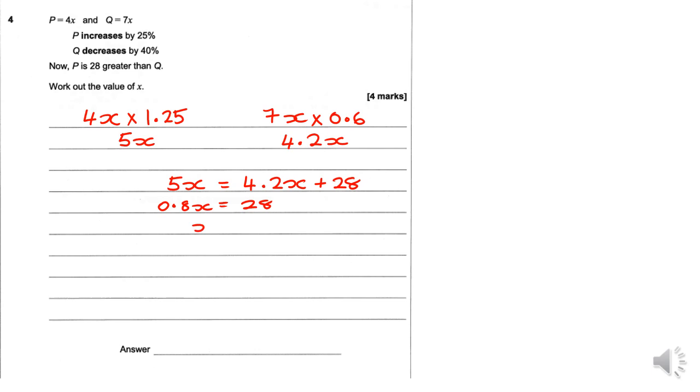So x is 28 over 0.8. If this is a non-calculator paper, then how am I going to do that? Well, I could think about that being 280 over 8, which is the same as 140 over 4, or the same as 70 over 2, or to me and you, 35.